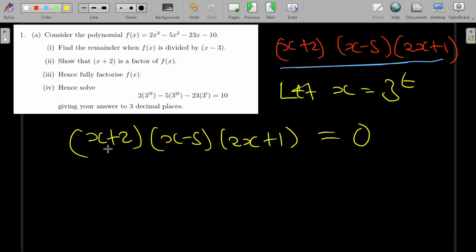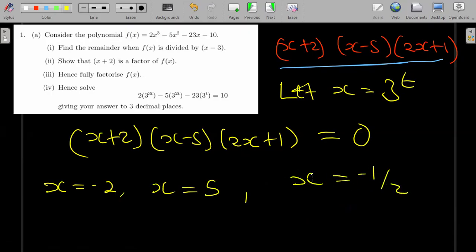So if I equate this to 0 and solve for x, I'm going to get x is equal to minus 2. If I equate this, I'm going to get x is equal to 5. If I equate this, I'm going to get x is equal to minus 1 over 2. Okay. So now we have the value of x. So it means we can find the value of t. Okay. So 3 to the power t.